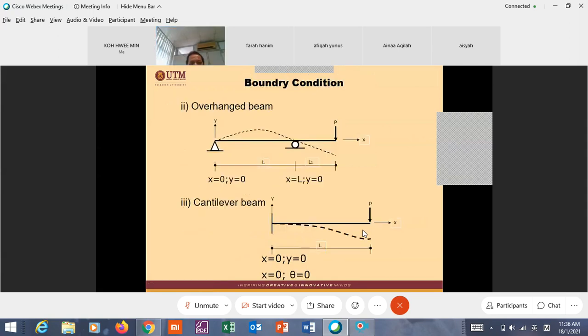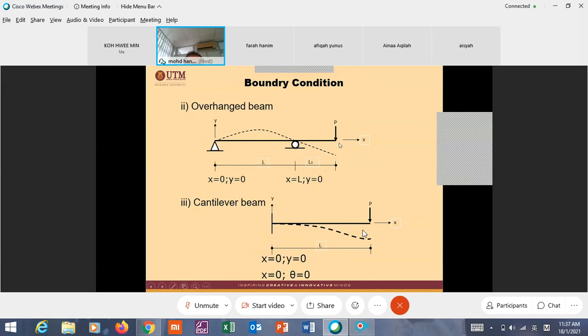Here, this is a cantilever or overhang beam. In this case, what are the boundary conditions? You have to understand the shape of the deflection. If you don't understand, this is common sense. At x equal to 0, y equal to 0, where y is the vertical deflection. And we also know that when x equal to L, the vertical deflection y is also equal to 0.